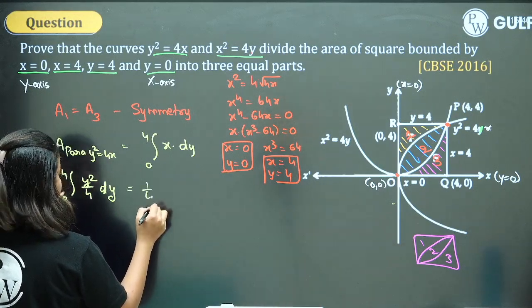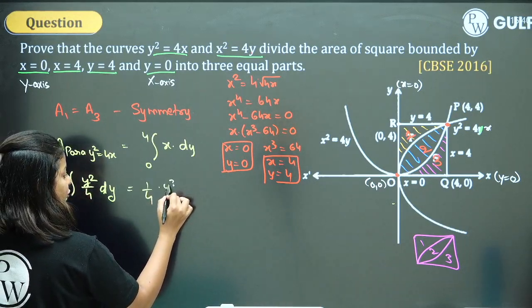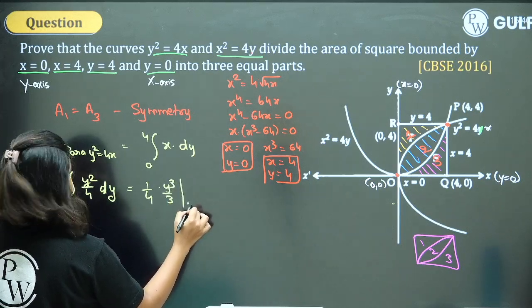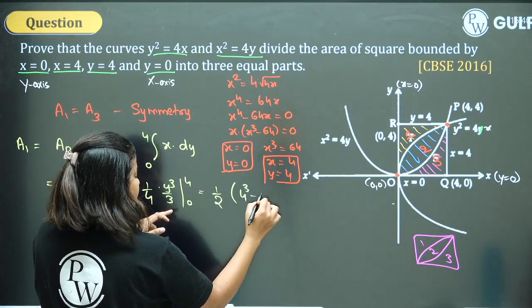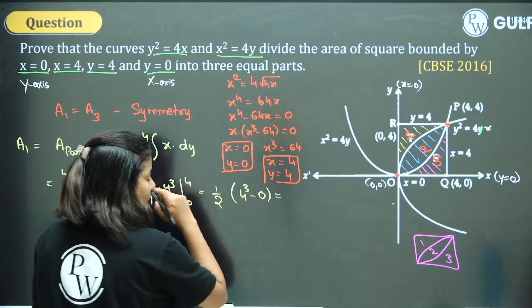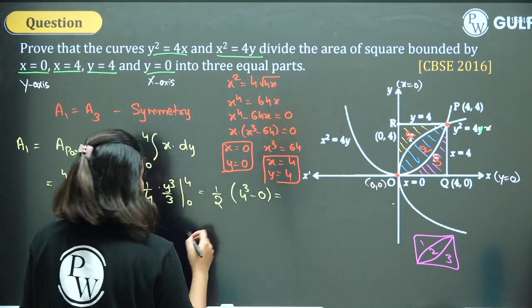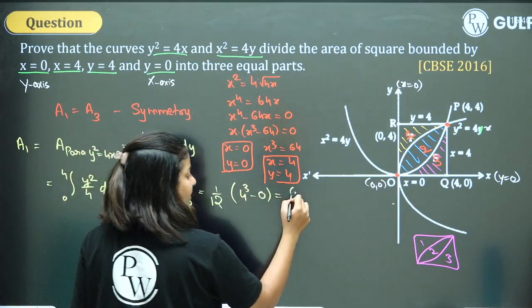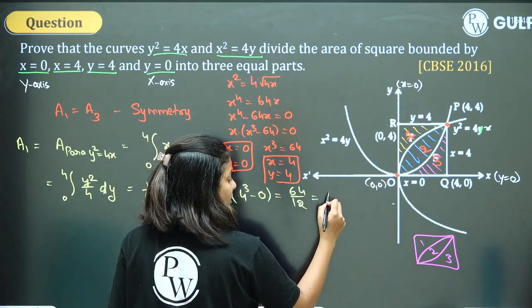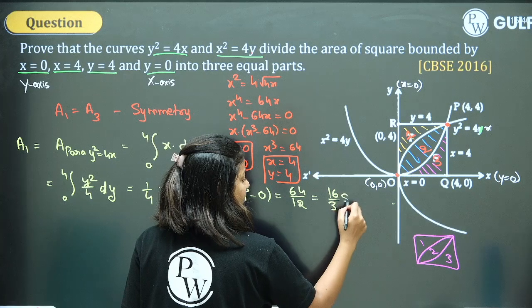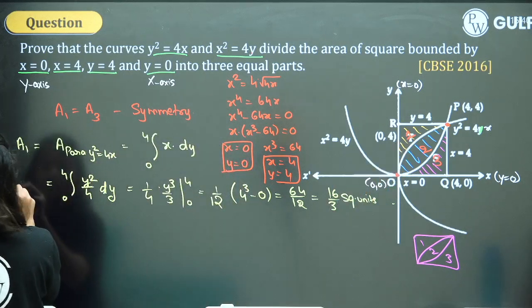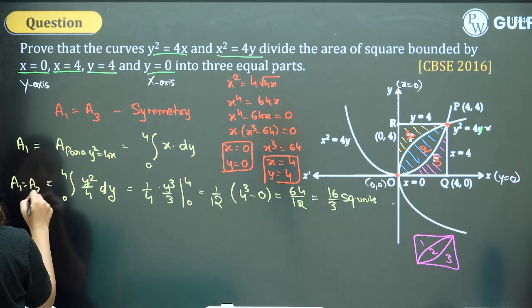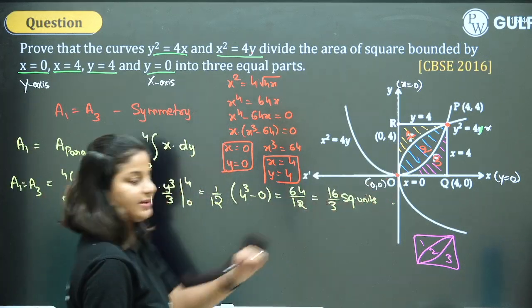1 by 4 is outside. Integration of y square is y cube by 3 and from 0 to 4. 4 times 3 is 12. Put the upper limit minus lower limit. 4 cube is 64, 64 by 12, which is equal to 16 by 3 square units. This is first area A1. Now A1 and A3 are both the same, so A1 and A3 area is 16 by 3.